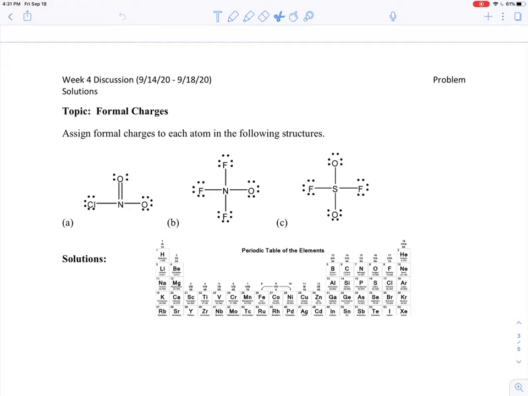Okay, so this is the third problem, a question about formal charges. So let's look at that. The first one is the compound shown up here, and we have to go through the formal charges one by one. If you have a compound that looks like that, the formal charge is 0. If you have a compound that looks like that, the formal charge is -1. If you have a compound that looks like that, the formal charge is 0.